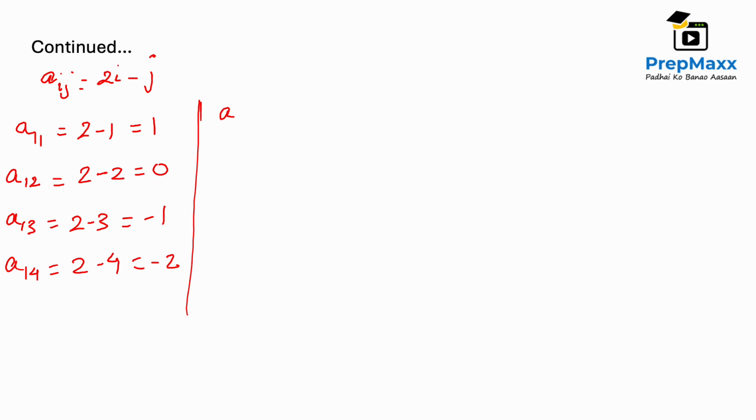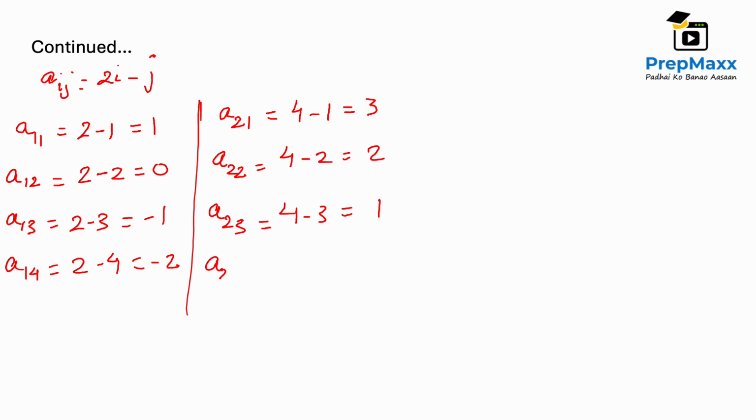Then row 2, A21, i is 2 and j is 1. So it's going to be 4 minus 1, which is 3. Then A22, it's 4 minus 2, which is 2. A23, which is 4 minus 3, which is 1. And A24, which is 4 minus 4, which is equal to 0.